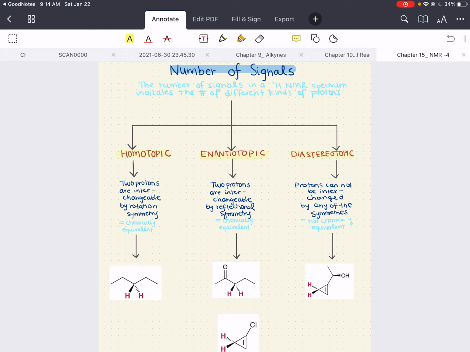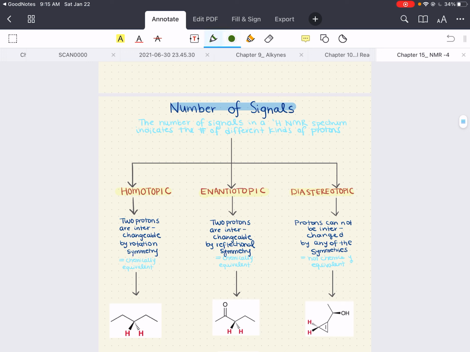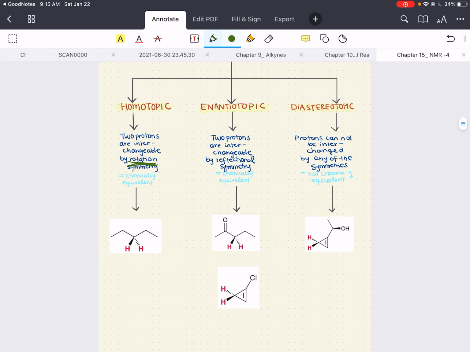rotation or a reflection. So if these two hydrogens are interchangeable by rotational symmetry, they're going to be known as homotopic protons. They're chemically equivalent. Because they can be interchanged by rotation symmetry, you're only going to get one signal for these two hydrogens because they're not any different. They're not going to give you two unique signals in an NMR. They're going to give you the same exact single signal because they are chemically equivalent.